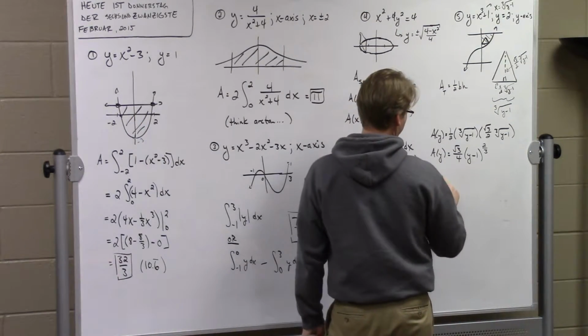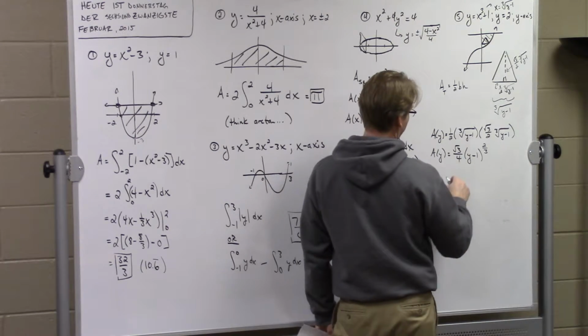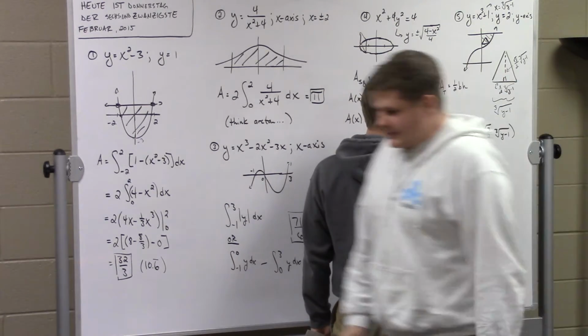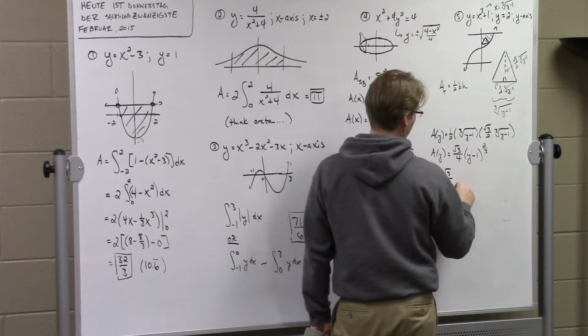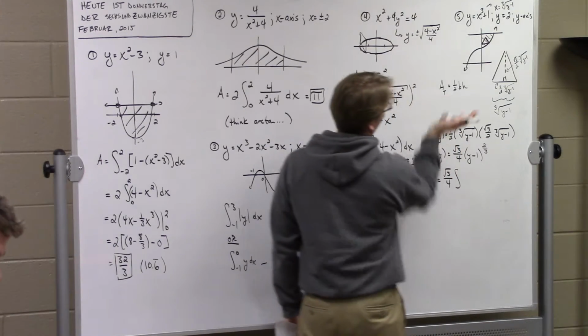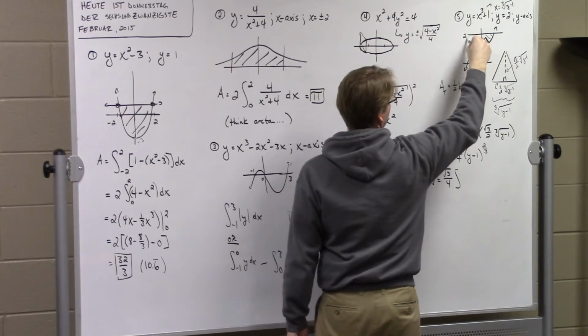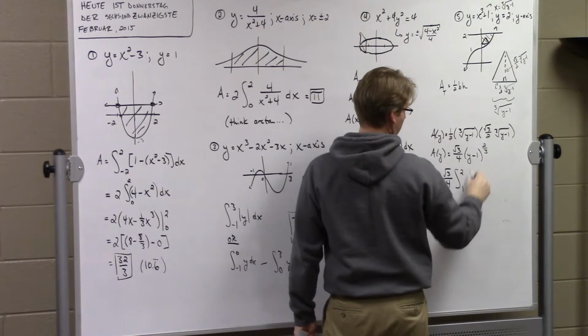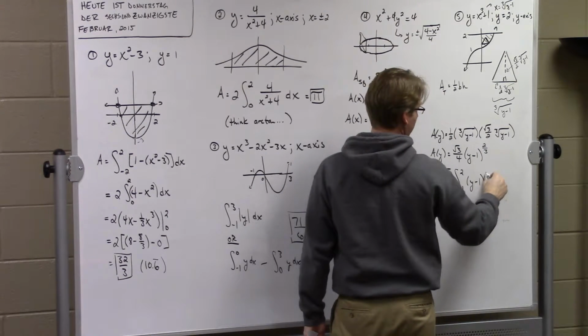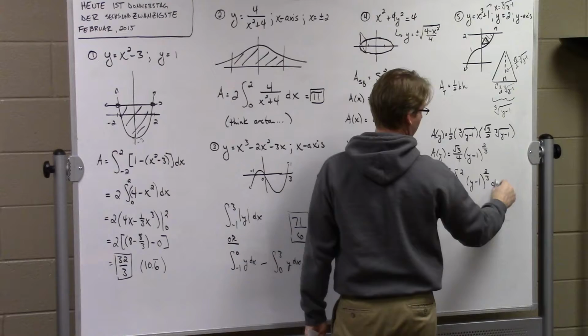Then our volume is going to be the integral from, now we're doing y values here. Go ahead and pull that root of 3 over 4 outside. The y values are going to go from 1 to 2. And then we'll have a y minus 1 to the 2/3 on the inside.